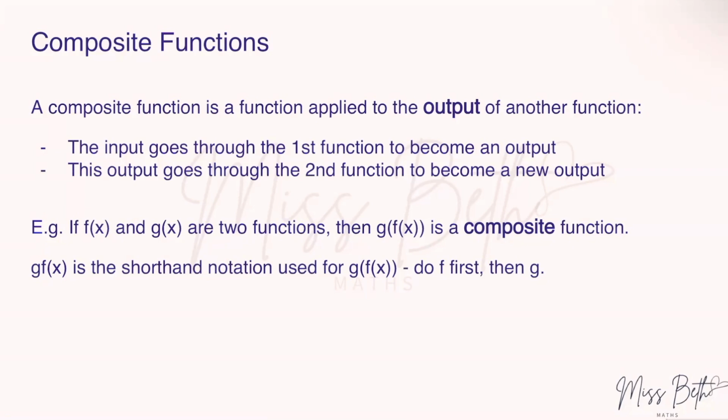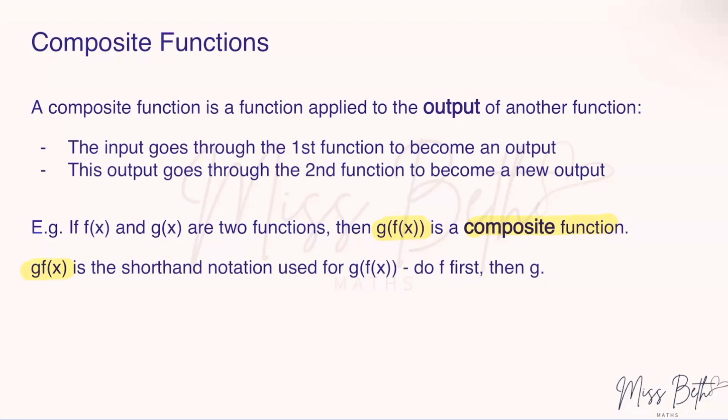Most of the time, though, we do see two different functions in questions like this. So, for example, if f of x and g of x are two functions, then g of f of x is a composite function. You'll see it written like that with two sets of brackets, but then also like this, which is the shorthand notation. For this one, you would do f first, so apply the f function first and then the g function.